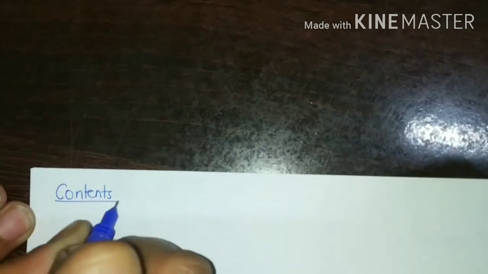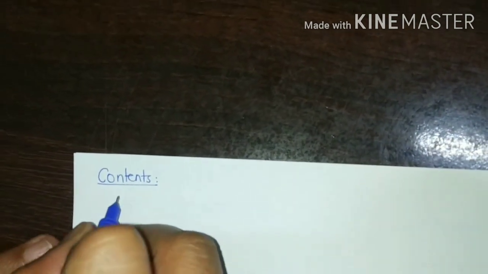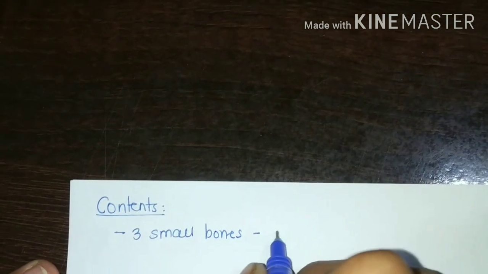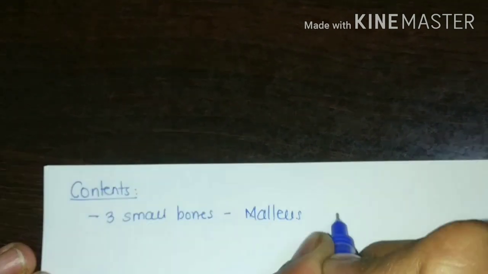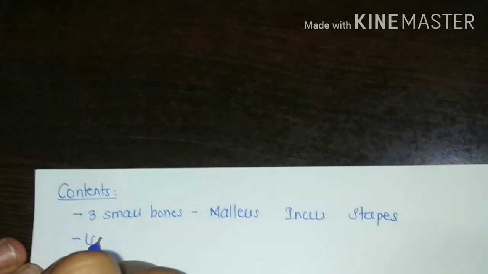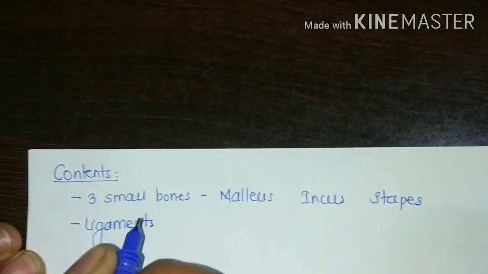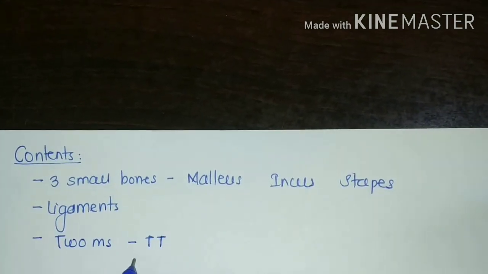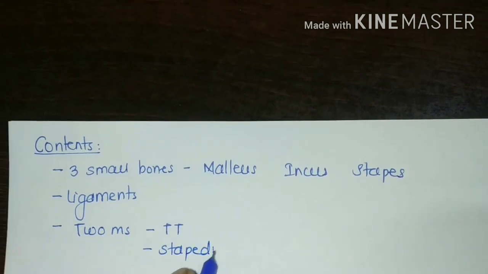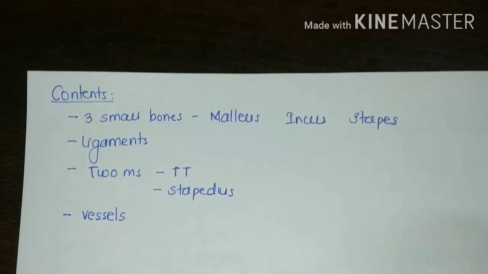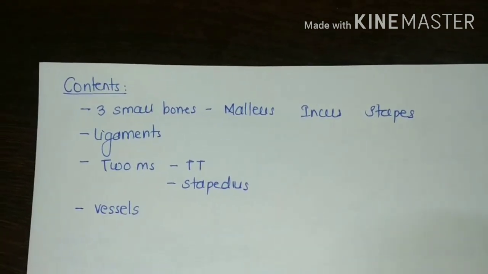Now coming to the contents of middle ear cavity. The middle ear contains mainly three small bones that we call the ear ossicles, and they are malleus, incus and stapes. It also contains ligaments of the ear ossicles. Then it contains two muscles, namely tensor tympani muscle and stapedius muscle. It also contains vessels which are supplying and draining the middle ear.